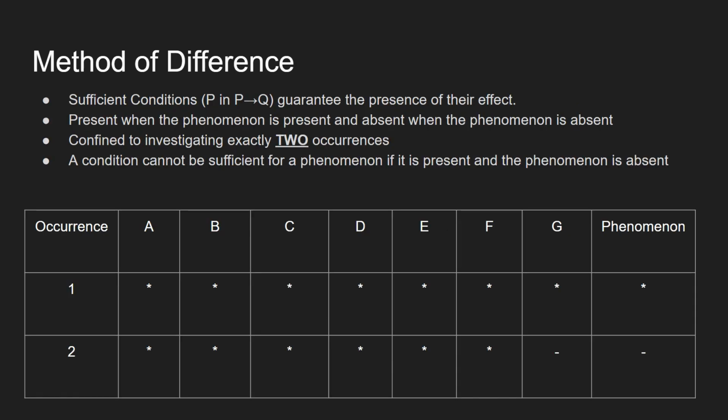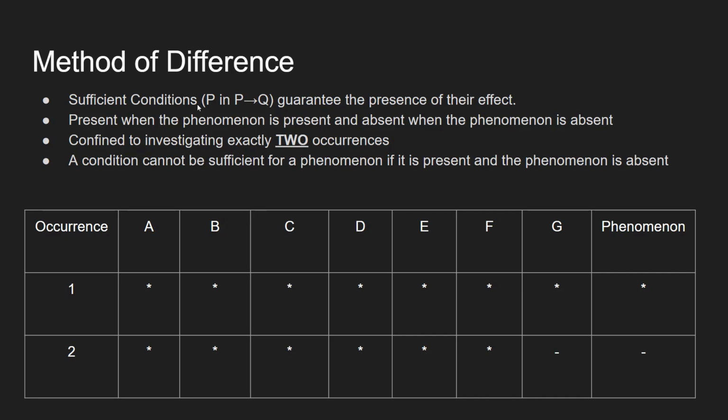Okay, so now we're going to come on to the method of difference. The method of difference applies only when we're investigating exactly 2 occurrences. Taking a brief look at this table, you can figure out that basically everything else is the same, everything is identical, but we just have this one difference here. And we have a difference in outcome in the phenomena as well. So this is used to try and identify sufficient conditions.